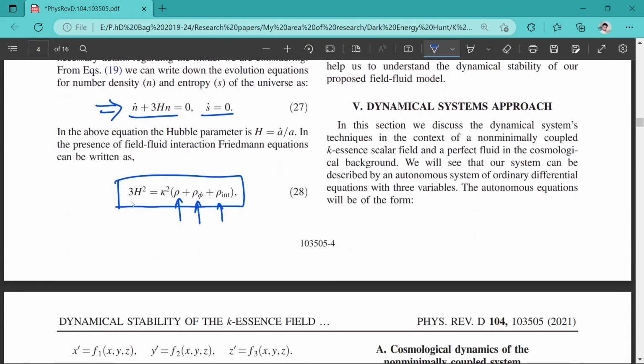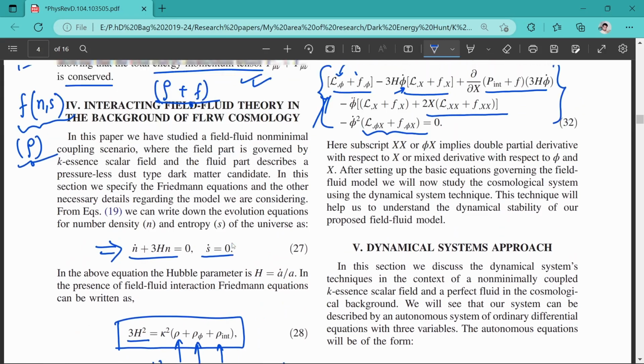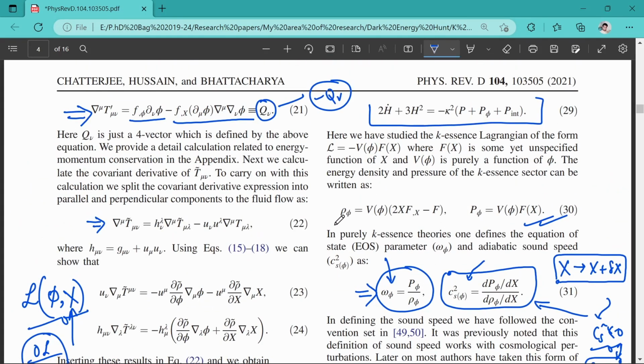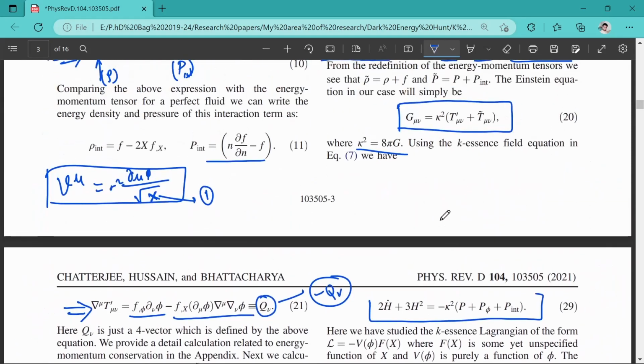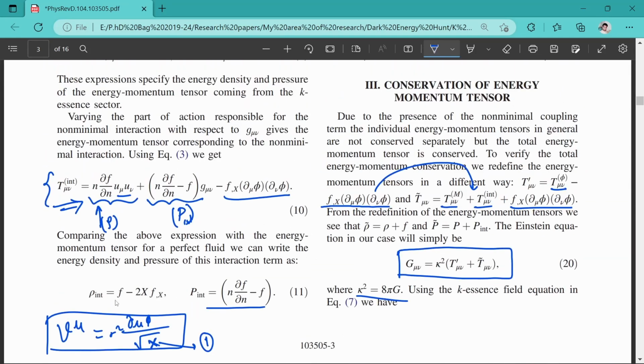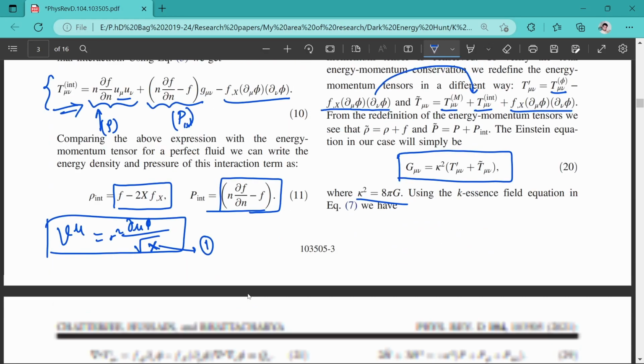As you can see here, when you define 3h square like this, you will find kappa square by 3h square and rho plus rho phi plus rho interaction. Now rho phi is carrying a lot of terms, like rho phi has b phi also, and 2x f comma x. And the rho interaction part also has a lot of interesting terms, consisting of f minus 2s fx, and again p interaction has the derivative term with respect to n.